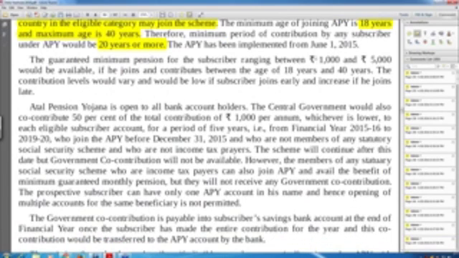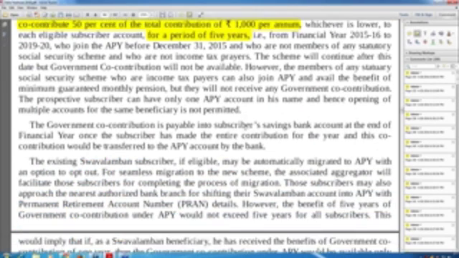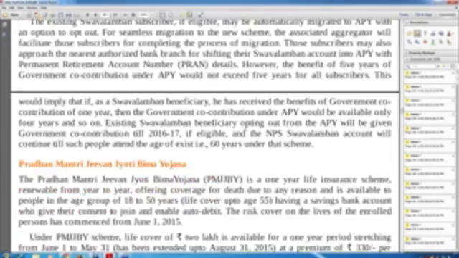Minimum pension will range from 1000 to 5000. The central government would also co-contribute 50% of the total contribution of ₹1000 per annum, right, for a period of 5 years. Don't read any other thing that is not required.